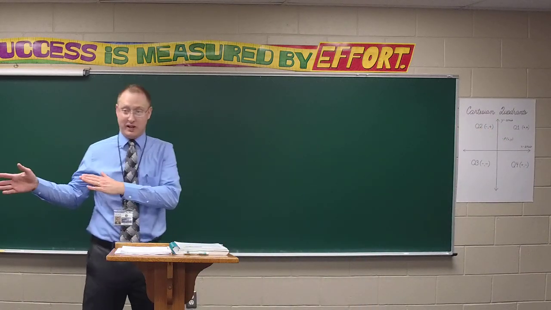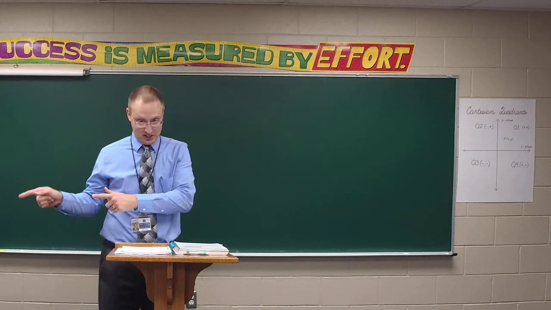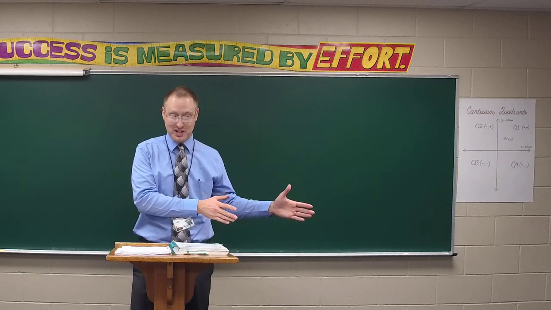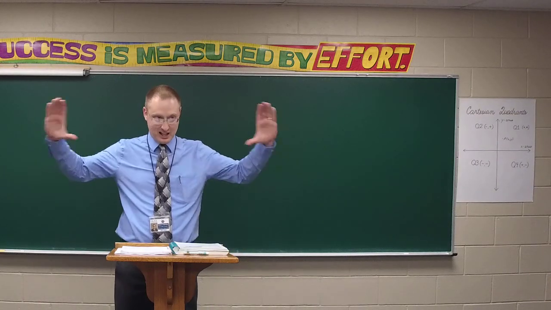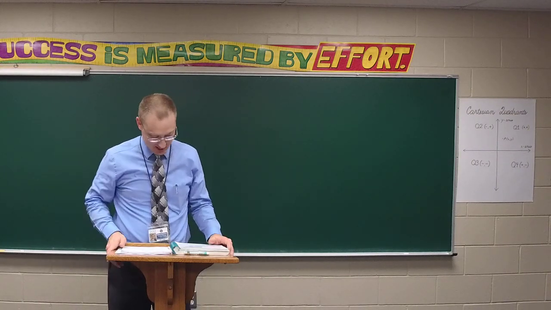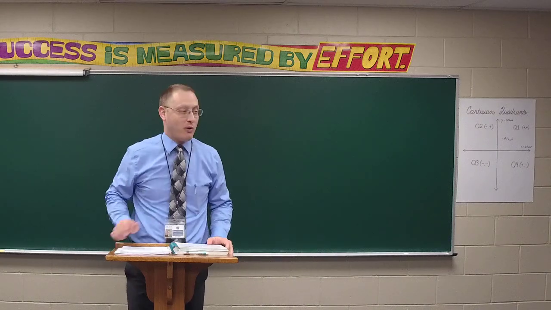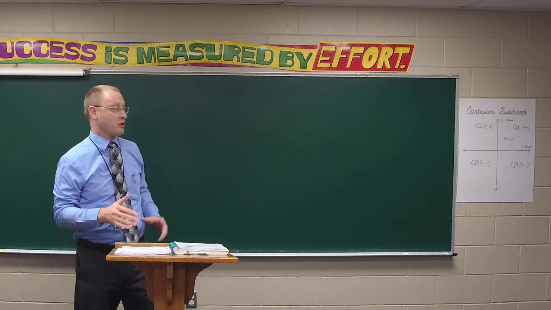So just the x value, class, is the abscissa. Just the y value is the ordinate. And you put them together, you have coordinates. You put them together in parentheses. Coordinates. Not cough, coordinates. Now, Kendall used a term a moment ago. This is going to be my next question.